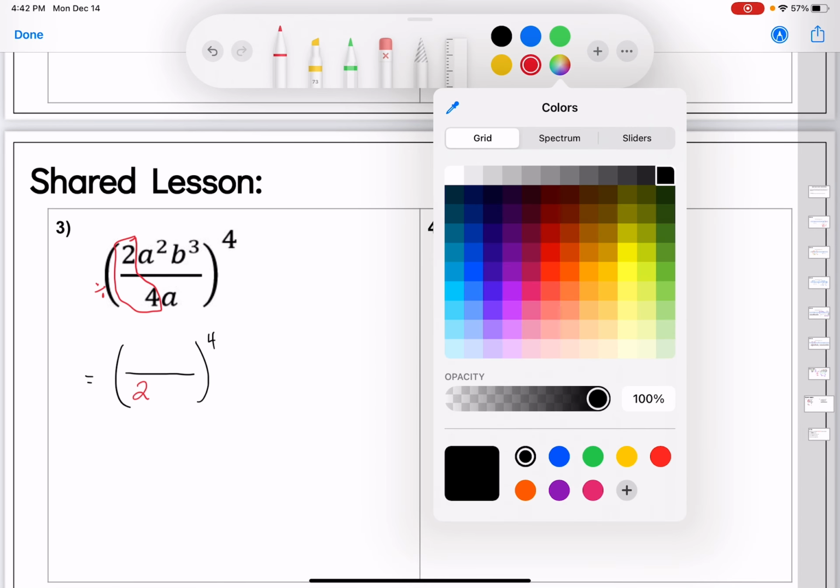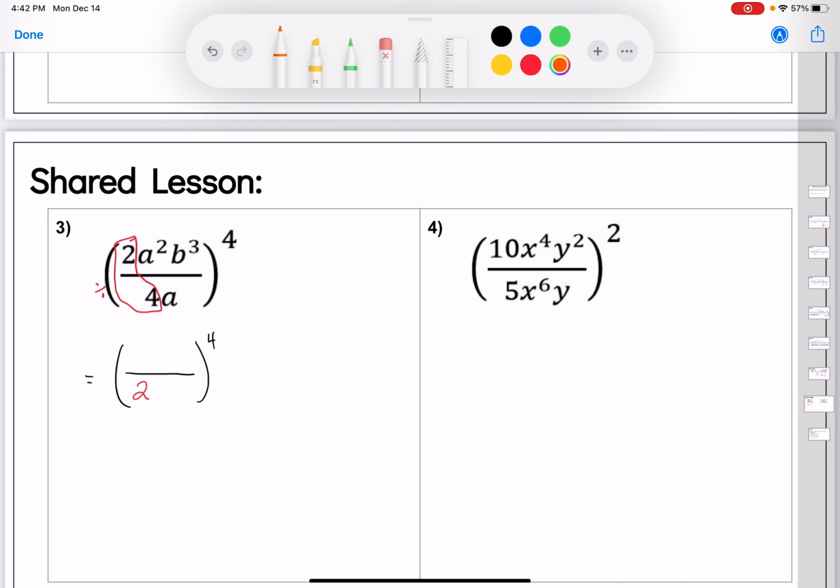All right, now I also see that I have an a on the top and an a on the bottom, right? So I have a to the 2nd on the top and a to the 1st, that invisible 1 of exponent, on the bottom. 2 a's on the top, 1 a on the bottom. When I subtract, I'm going to have 1 a left, and it's going to be on the top. Nothing to combine the b with, so I have b to the 3rd still on the top, just how it was. So I have a b to the 3rd over 2.